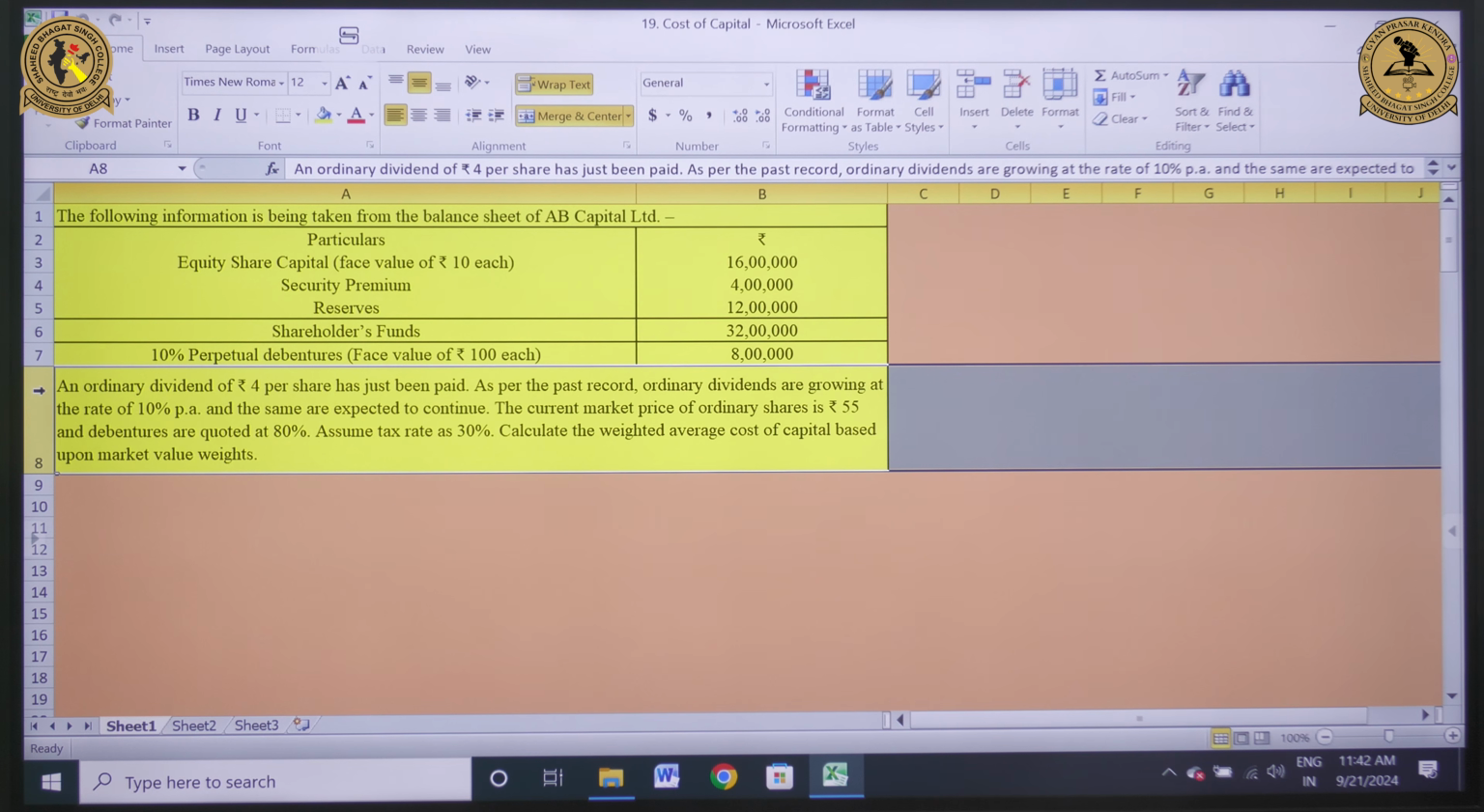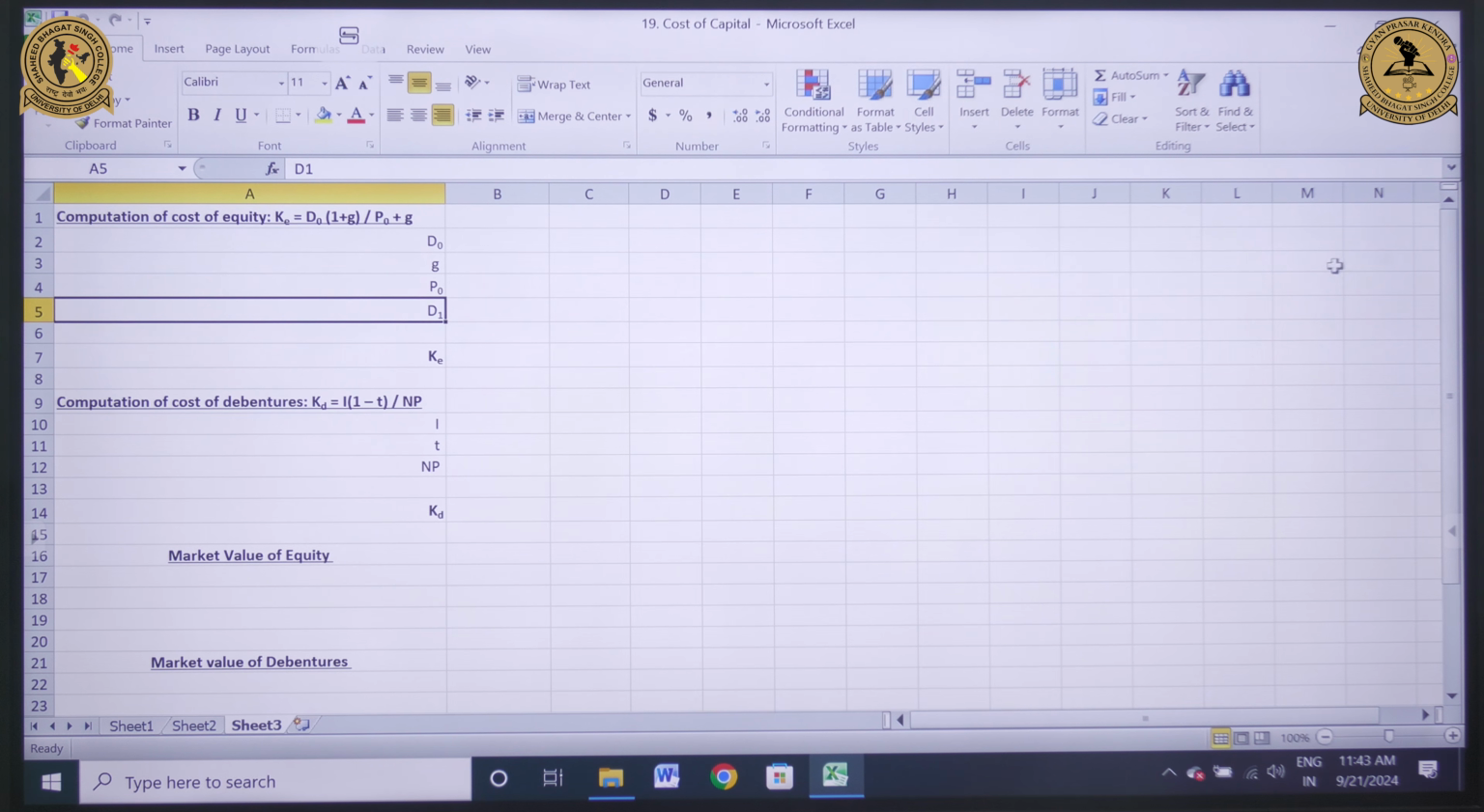As per the past record, ordinary dividends are growing at a rate of 10% per annum and the same are expected to continue. The current market price of the ordinary share is rupees 55 and the debentures are quoted at 80%. Assume tax rate as 30%. So in this numerical, we need to calculate the cost of equity, cost of debenture, market value of equity and market value of debenture, followed by the calculation of WACC.